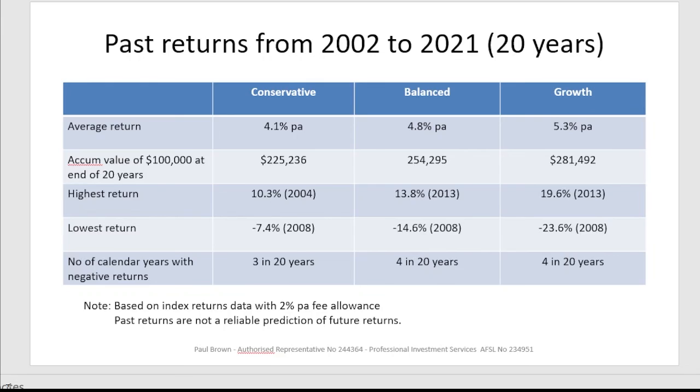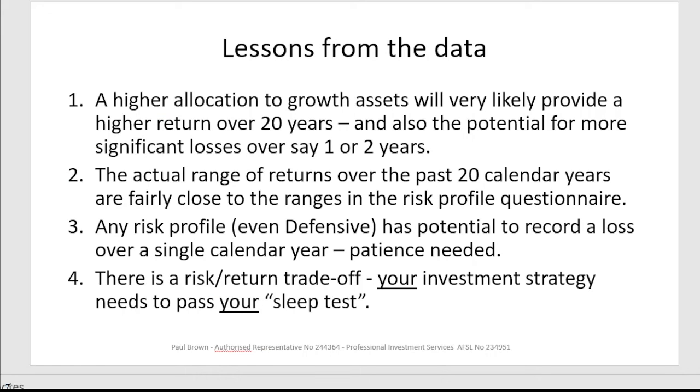Okay, so what do we learn from that data? Well, obviously the higher allocation to growth assets will very likely provide a higher return over 20 years. But also that the higher allocation to growth assets increases the potential for more significant losses over short time periods, say 1 or 2 years. That data actually shows the range of returns over the past calendar year was fairly close to those ranges that we talk about in our risk profile questionnaire.